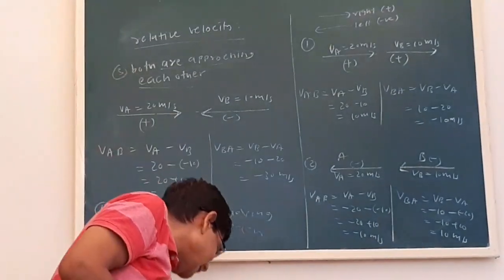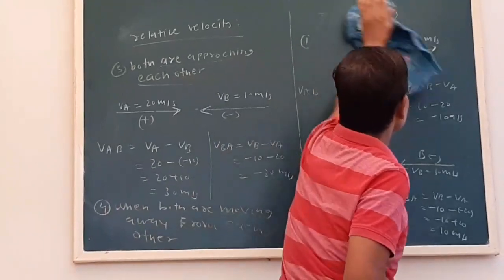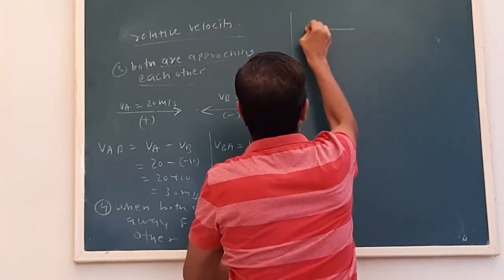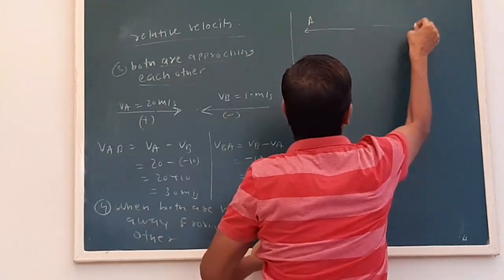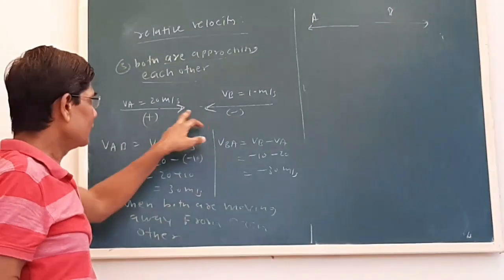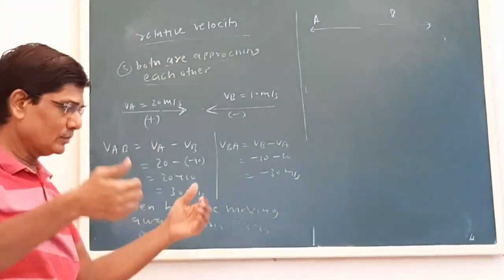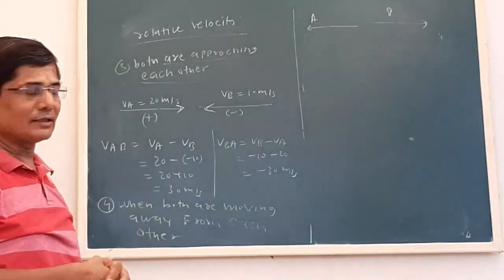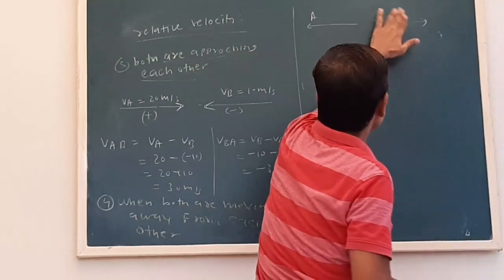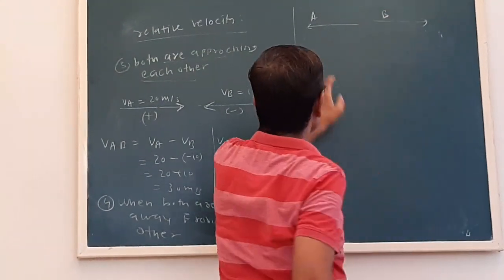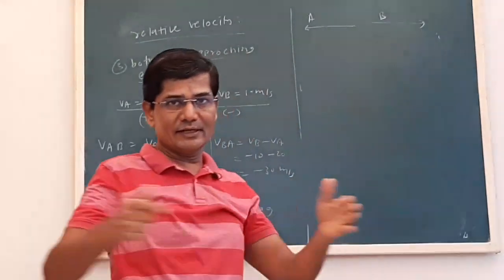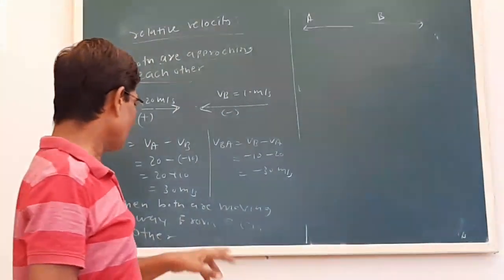Here we can consider a similar situation. See, our A moves in this direction. See, here also they are moving in opposite direction, but they are approaching each other. That means they are coming near to each other. Here also they move in the opposite direction, but see they are receding, or moving away from each other.